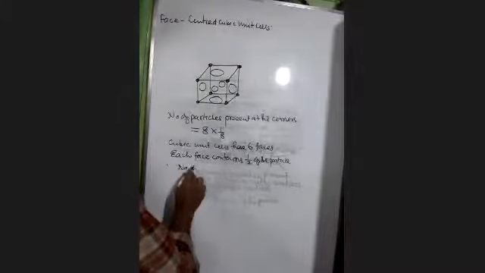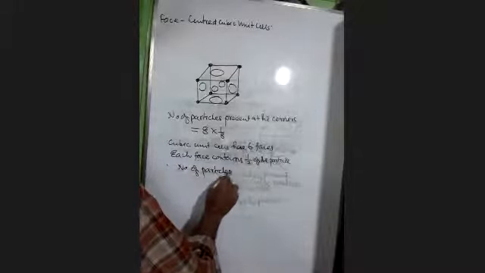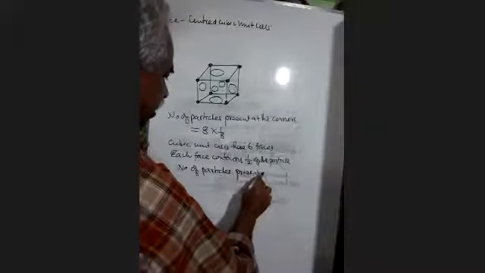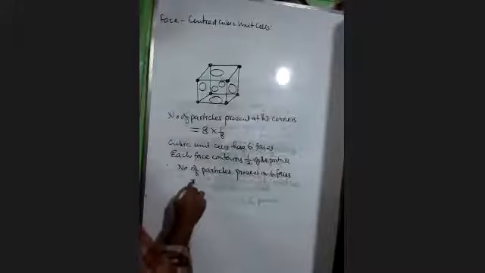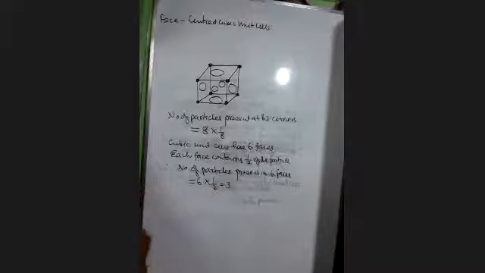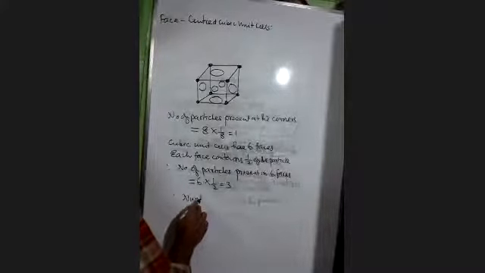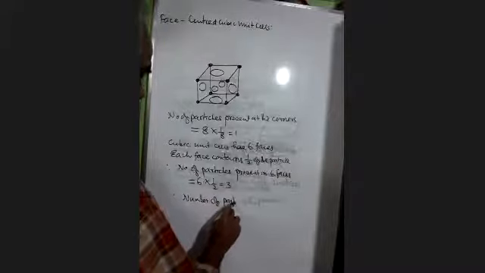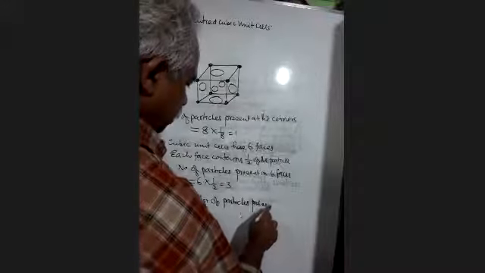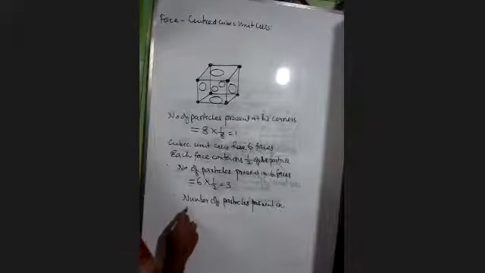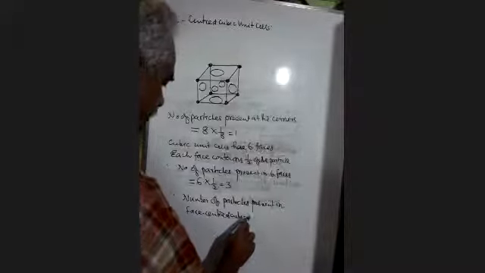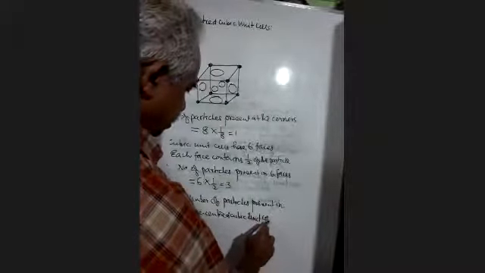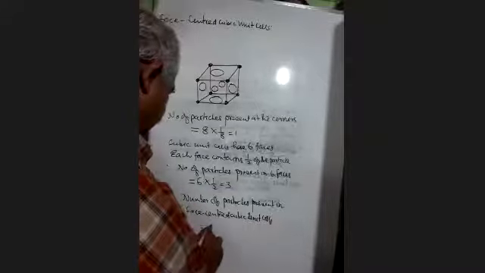Therefore, number of particles present in 6 faces is equal to 6 into half. So if I add now, how much it comes? 3. Therefore, number of particles present in face centered cubic unit cell is equal to 1 plus the 3.